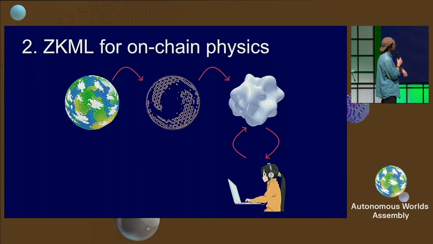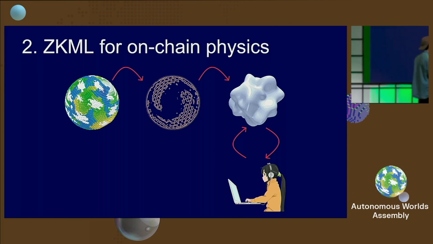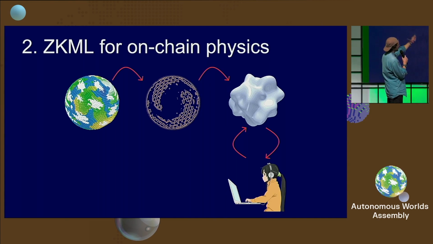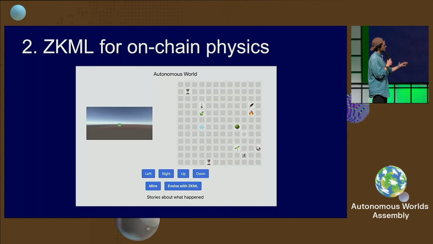And so this brings us to our second design paradigm, which is leveraging ZKML models for on-chain physics. So in this model, a ZKML model is leveraged to induce state transitions in the world. And a player, and many other players, can interact with the world that the ZKML model creates. A really basic example of this, which sadly is no longer live, is Baby Gaia, which was created by one of the contributors to our library.